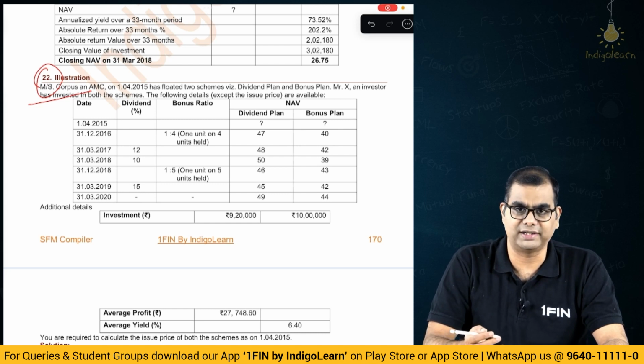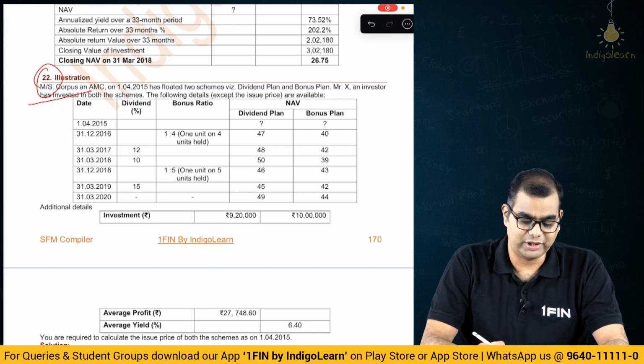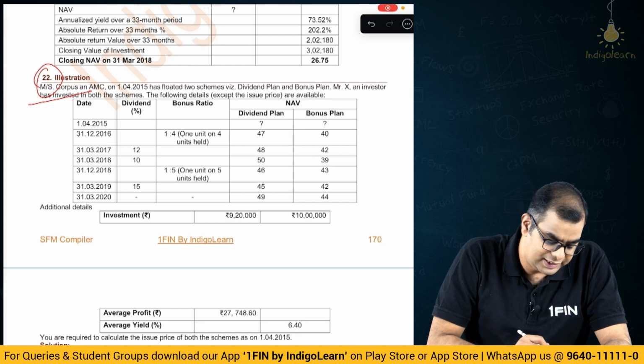Nevertheless, I will tell you what the error is, but you have to be careful in the exam. This kind of question, when it first came, was actually very tricky. So you have to be fairly careful when you are solving a question like this. Let us read the question.